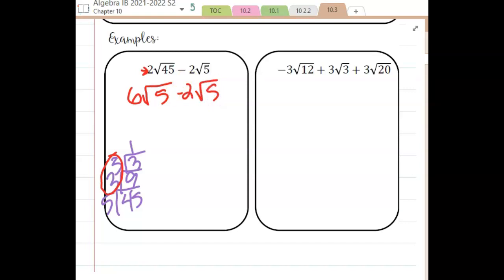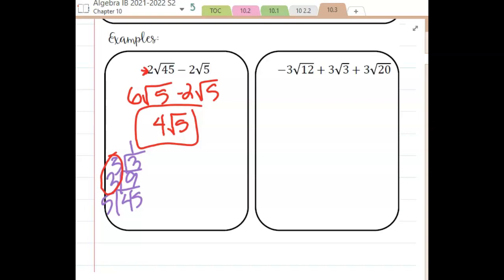See now? They're both square roots of 5. Now I can combine these together. So you would take 6 minus 2, which is 4, and the square root of 5 stays the same. So 4 square roots of 5 would be your answer.